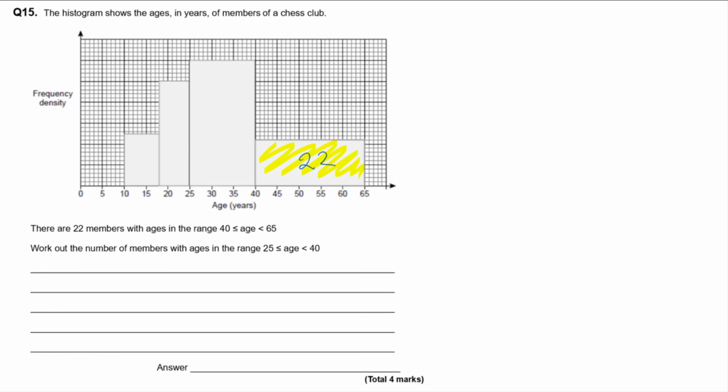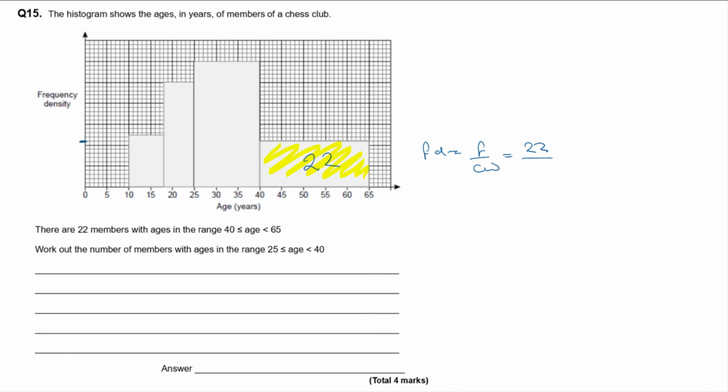Okay. So if that's the case, then what is that value there then on the frequency density? So frequency density is frequency divided by class width. So frequency density is frequency over class width, which in this case is 22 over class width of 40 to 65. That spans 25 units. Okay, so 22 over 25 as a decimal is 0.88.